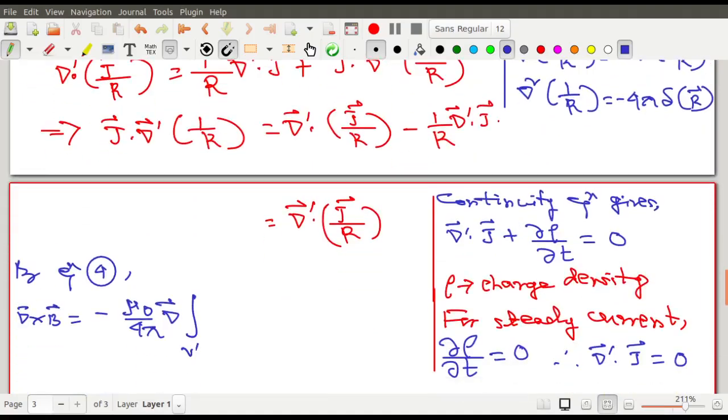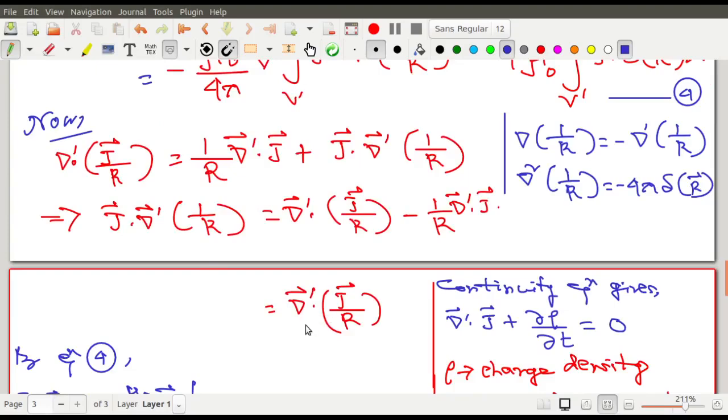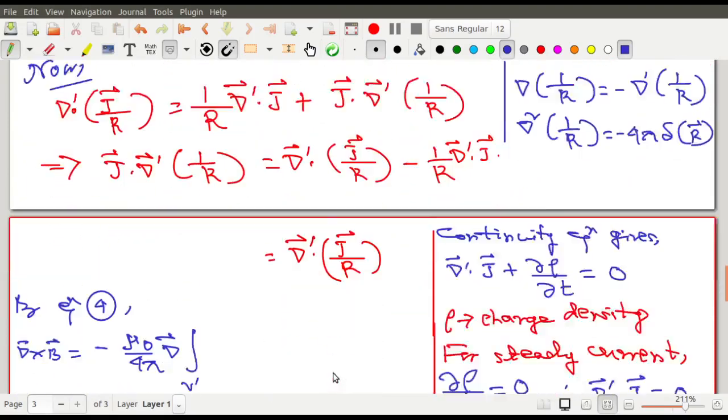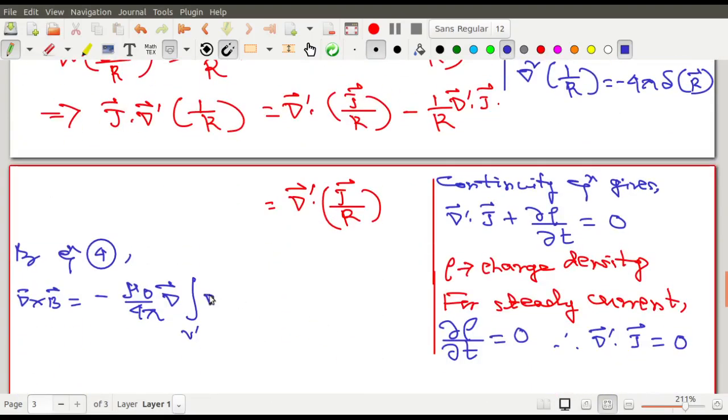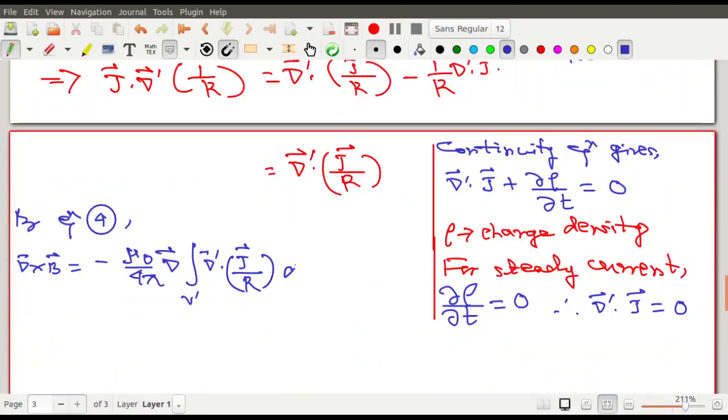Then V dashed, then J dot this one. This J dot means grad dashed of J by R. So this means divergence dashed of J by R. And what else was there along with it? There was a dV dashed. Okay, there is a dV dashed. Fine.